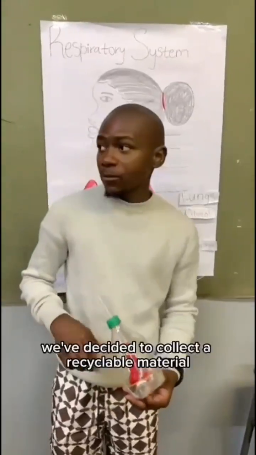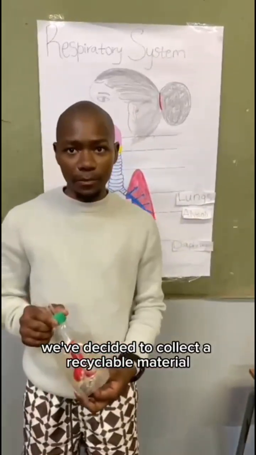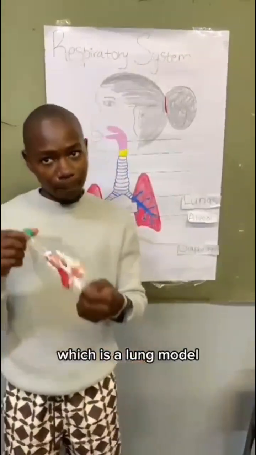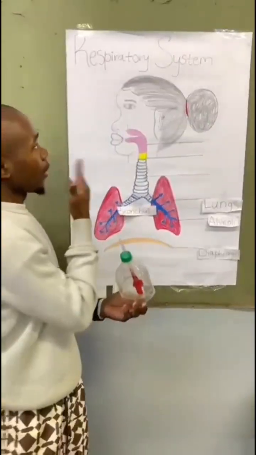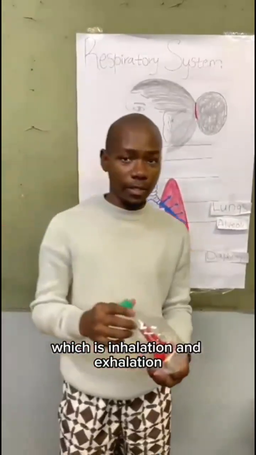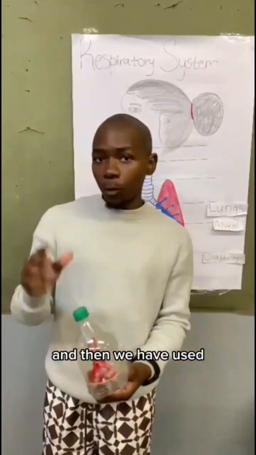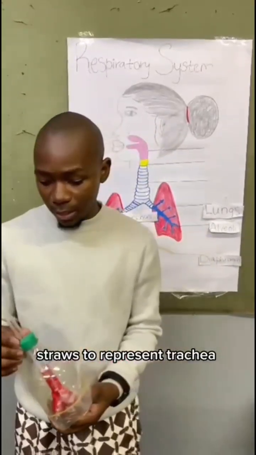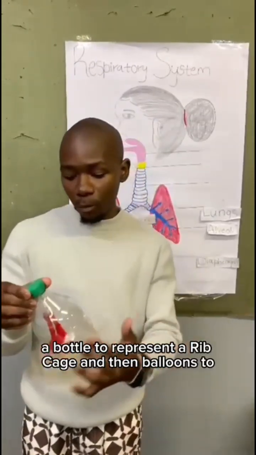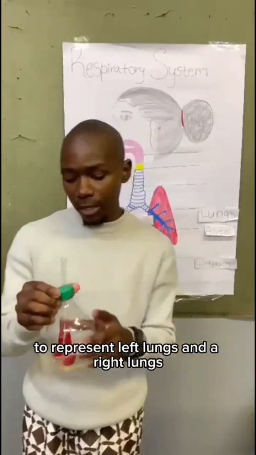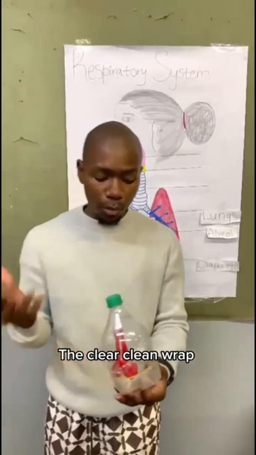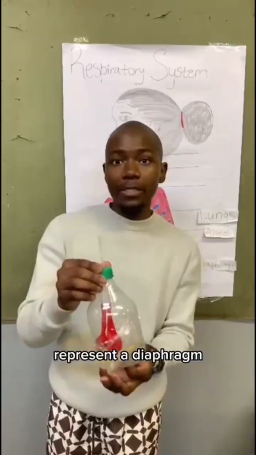Me and my group members decided to collect recyclable material to build a breathing model, which is a lung model, to demonstrate the respiratory system, specifically inhalation and exhalation. We have used straws to represent the trachea, a booklet to represent the rib cage, balloons to represent the left and right lungs, and clear wrap to represent the diaphragm.